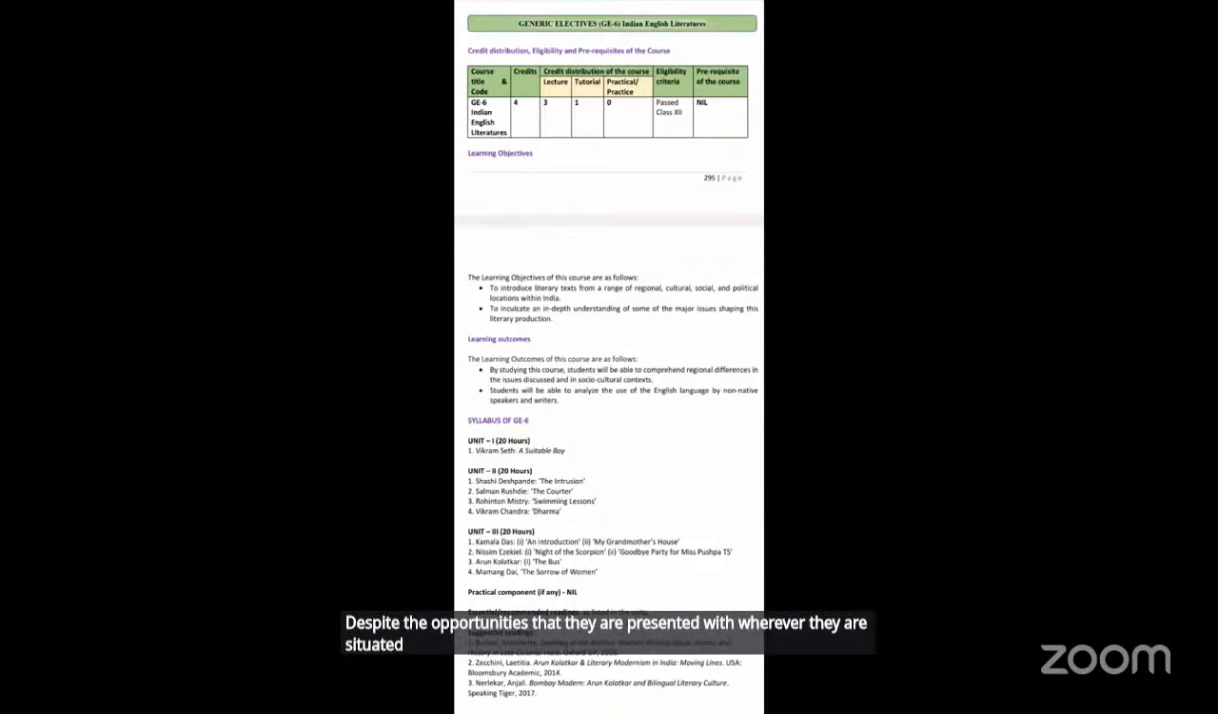Then there's Unit 3, which has the poetry section. There's Kamla Das, there's Nissim Ezekiel, Arun Kolatkar, and Mamang Dai, The Soar of Women. So this is pretty much the syllabus of the paper itself.